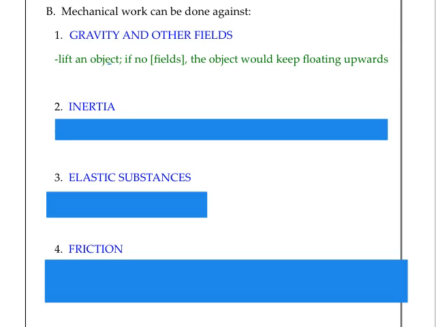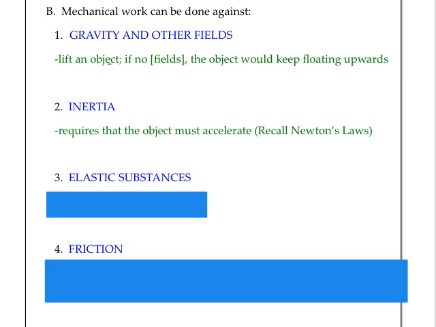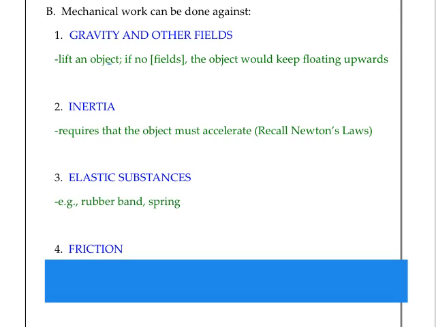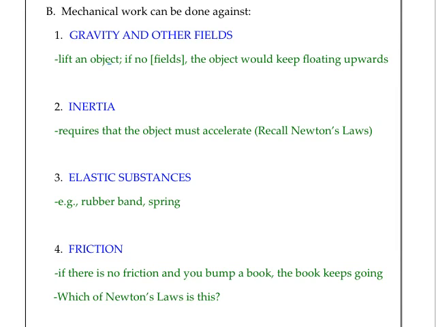The second thing that work can be done against is inertia. In order for work to be done against inertia, it requires that the object must accelerate. So remember, we've applied a force, and now if that object accelerates, then we've done work against inertia. For the third thing, elastic substances, an example of this would be if you stretched out a rubber band or a spring or something like that. And then lastly, you can do work against friction. So if you were to, say, bump a book, the book would keep going forever if there were no friction. But since there is, you have to continually apply work to keep it moving. So think about Newton's laws and how those might apply to these scenarios.